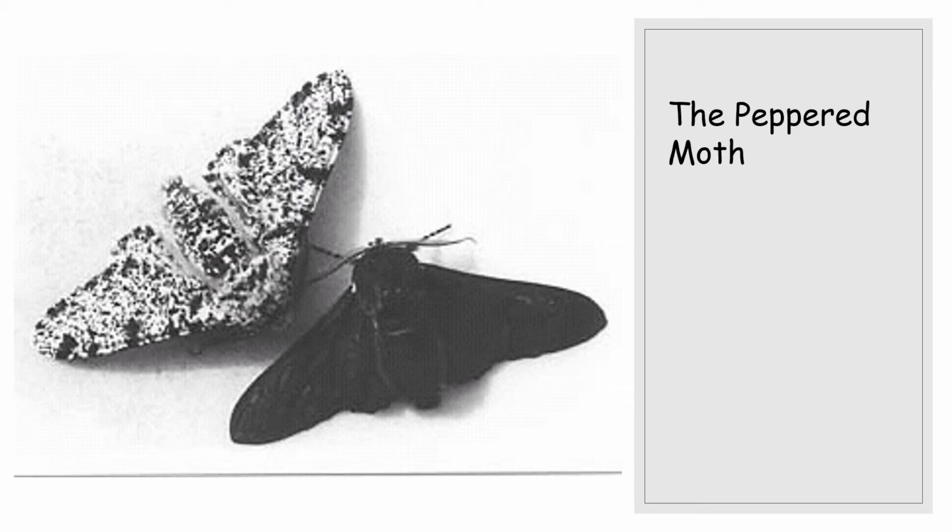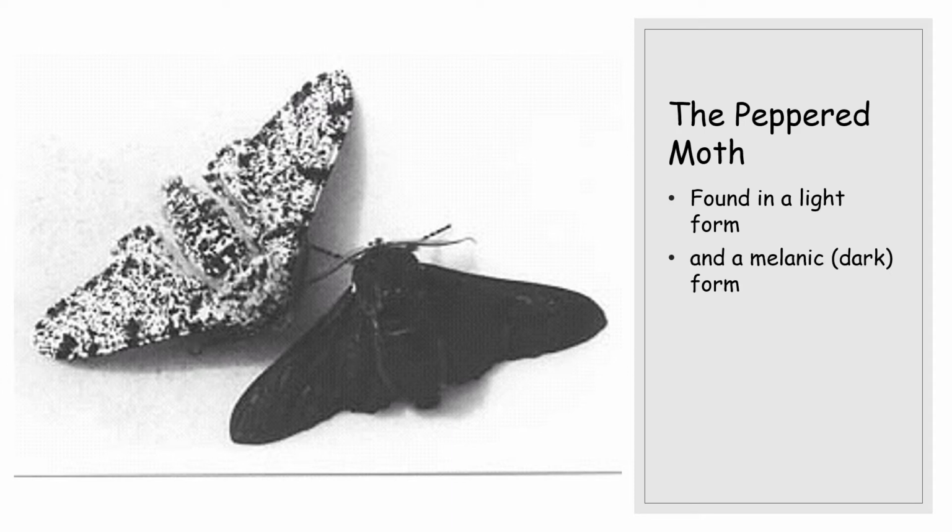And a great example to talk about when we think about survival of the fittest is the peppered moth. As you can see, it is found in two forms, a light form on the left and a melanic or dark form on the right. That term melanic relates to the amount of melanin produced, and that's the same in humans. Darker skin is because of higher levels of melanin produced in the skin, and that colour or the amount of melanin is controlled by a gene.